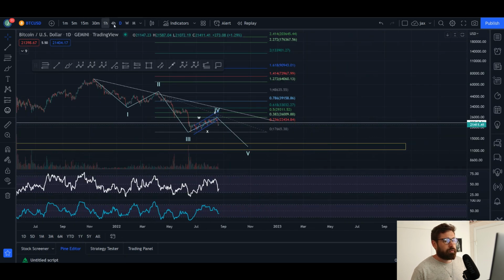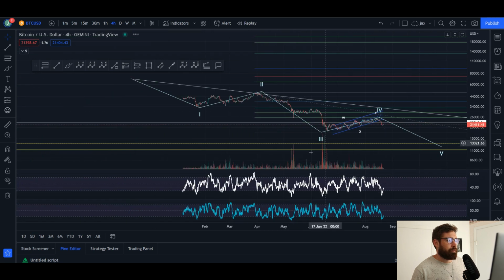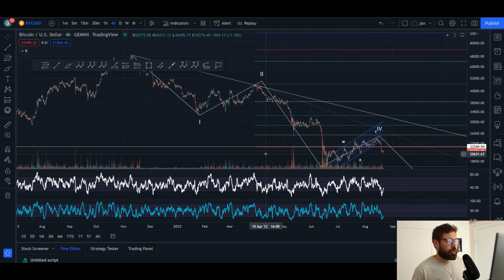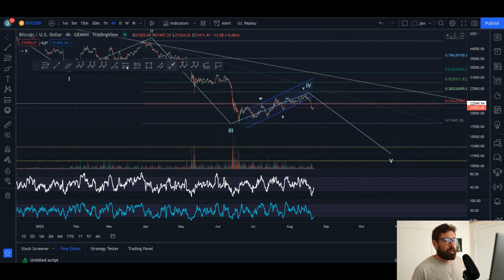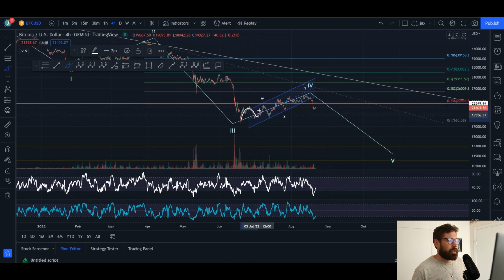So I'm going to put this on the 4-hour time frame. We're coming up in a wave 4, and what we've done here is we put in a WXY. So we've come up in an A, B, C to make the W. We have an A, B, C to create the X, and a final A, B, C to create the Y. The completion of a wave 4, and now we're coming down in a wave 5. That's what I think is the more likely scenario.